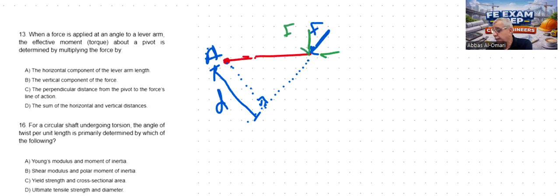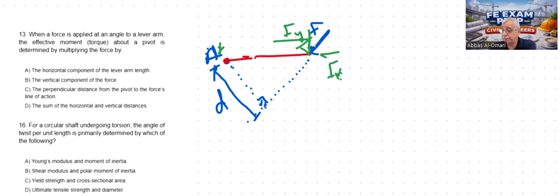And multiply. Now the moment caused by Fx is 0 because it passes through the point, so we multiply Fy by this distance. So you will get the same answer. Now this type of question repeats in the FE exam. So the key to the solution is that you have to look for the word perpendicular.